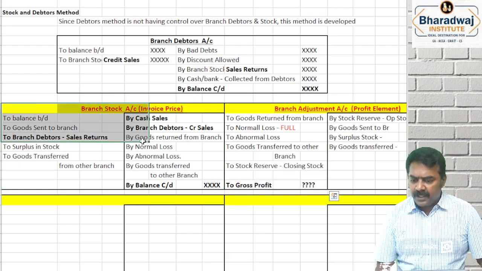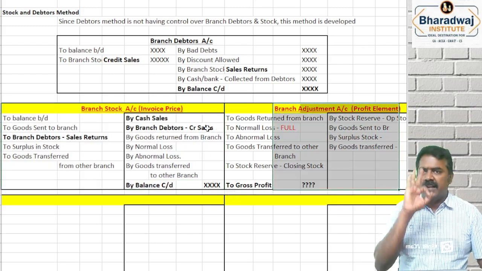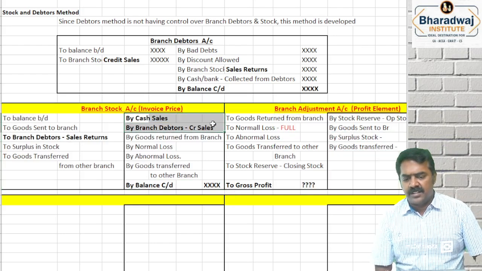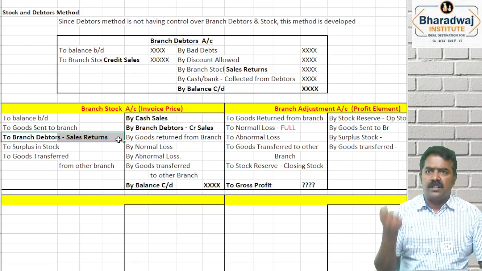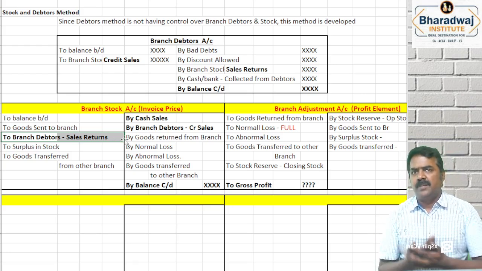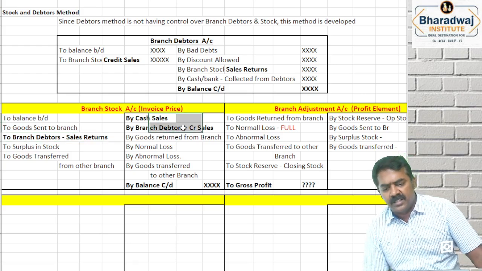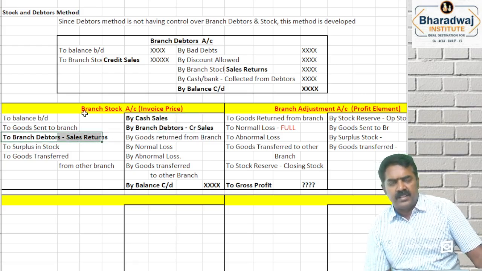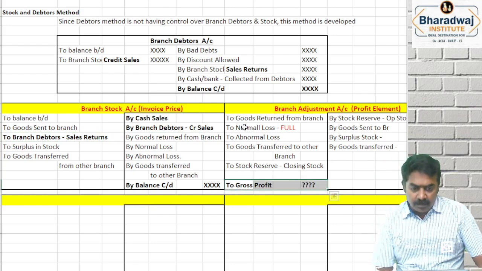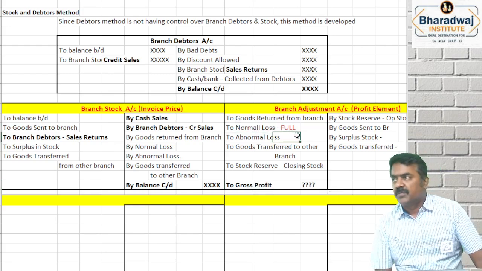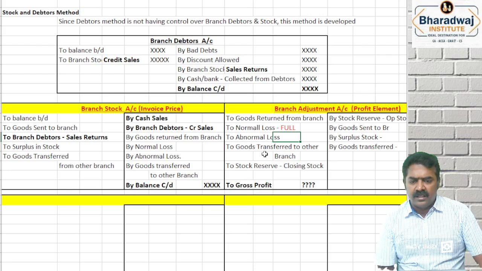Otherwise, if you compare the branch stock account and branch adjustment account, we don't remove profit on three items: cash sales, credit sales and returns. Why? Profit is earned on those three things, cash sales plus credit sales minus returns. So don't remove profit on these three elements. Remove profit on everything else, and you get gross profit. And be careful: for normal loss, the full amount has to be charged. I'll apply this as it is in this question.